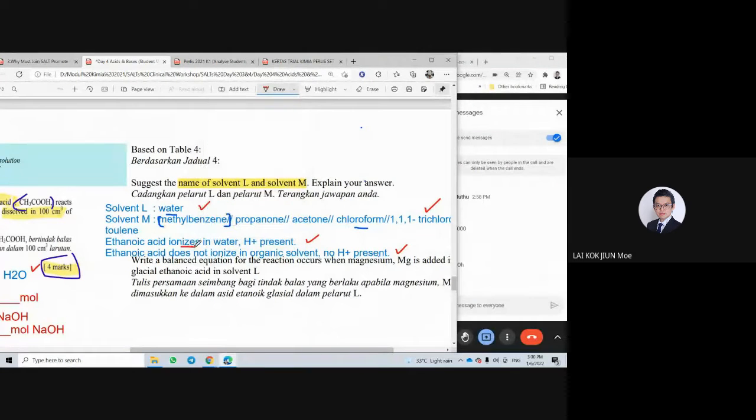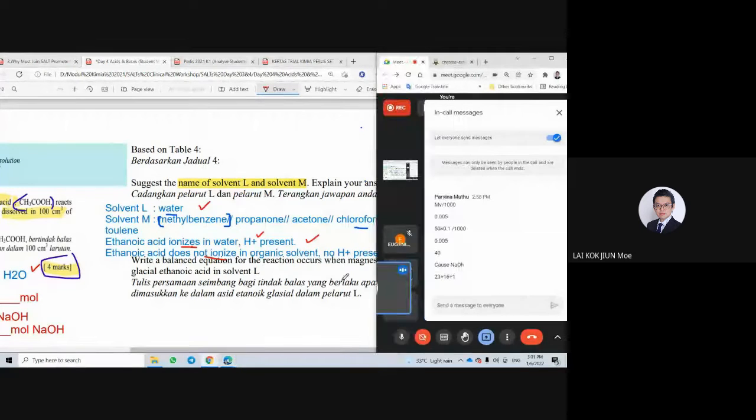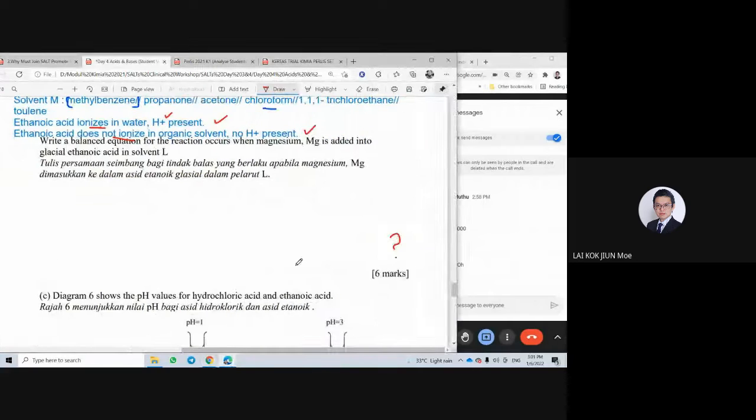Okay, so no problem here. This one also no problem. Ionized hydrogen. No, that's not ionized. Okay, no problem.